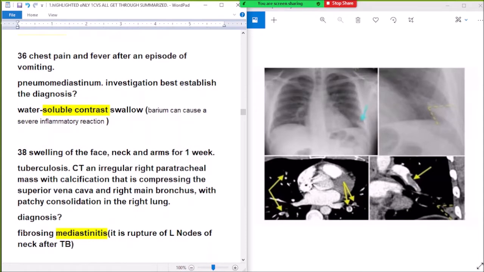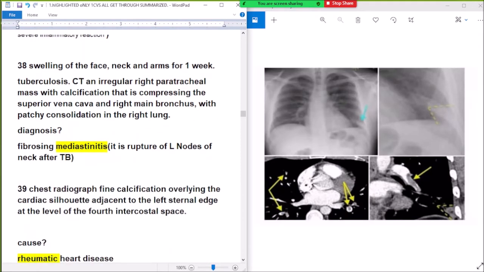Question 36. Chest pain and fever after an episode of vomiting. Pneumomediastinum is seen on X-ray. Which investigation best establishes the diagnosis? Water soluble contrast swallow. This is a child who has chest pain and fever after an episode of vomiting, and on X-ray there is pneumomediastinum. The best diagnosis is water soluble contrast swallow because he might have esophageal perforation. Barium can cause a severe inflammatory reaction, so it is avoided. When perforation is suspected, we use water soluble contrast swallow.